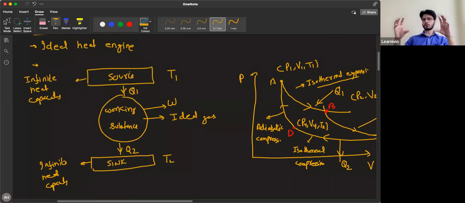So every engine has a source, and it has a working substance. In a petroleum engine, the working substance is the petroleum vapor. In a steam engine, the working substance is the steam. The steam moves the pistons. Then you have the sink. Sink is the place where your engine will reject the heat. For almost all engines, the sink is the environment. So every engine rejects its unused heat, or you can say its wasted heat, to the sink.